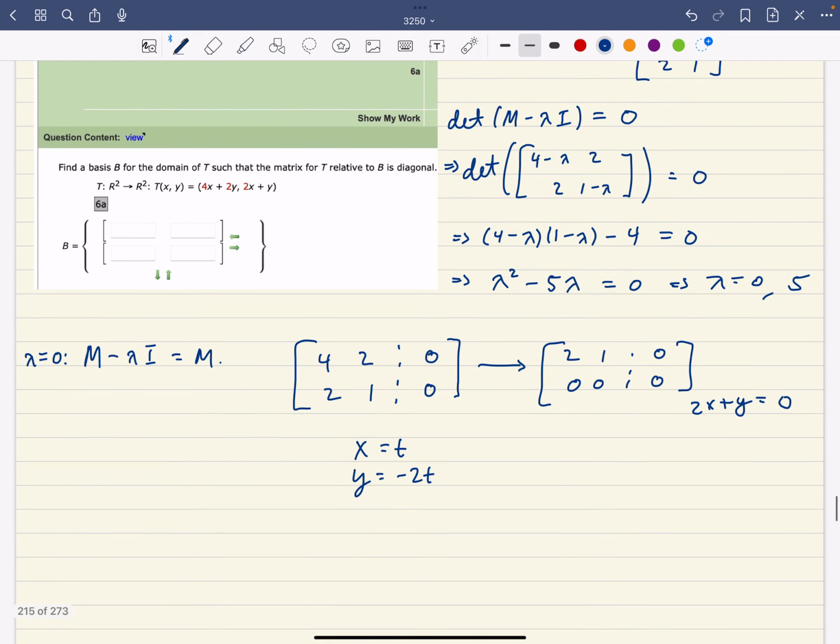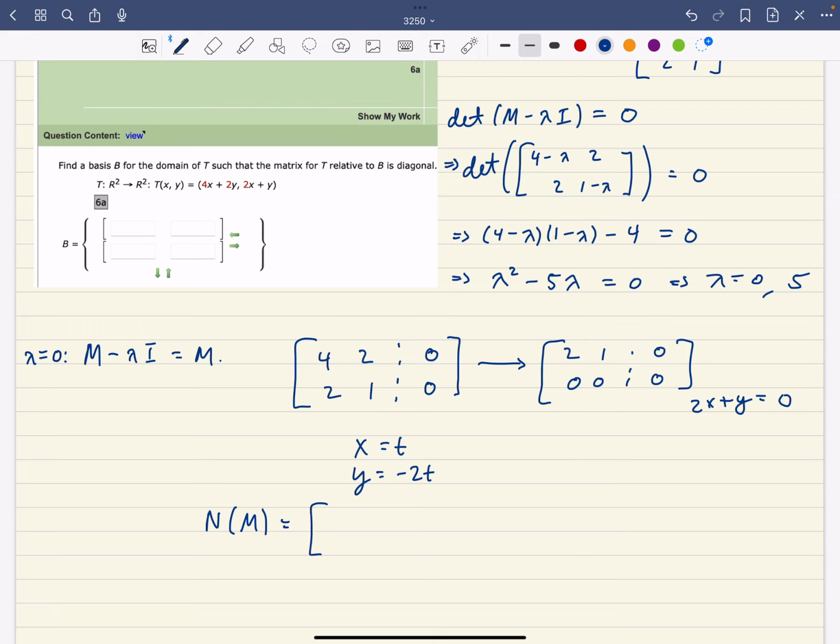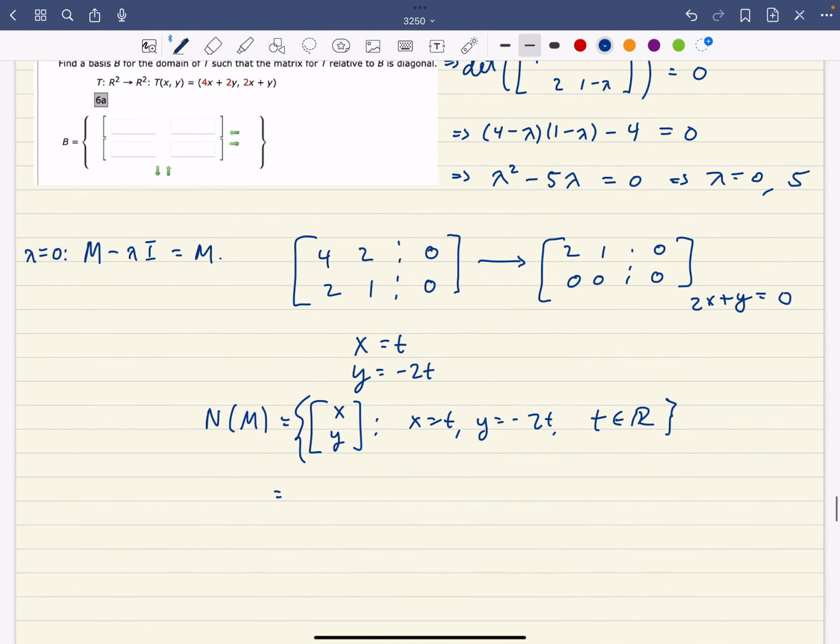And so that's going to be the solution set. The null space of our matrix M is going to be all of the vectors x, y where x is t and y is negative 2t, and here t is going to run through the reals. So this is going to be all of the vectors that are t comma negative 2t, where t is a real number. Or you can think of that as the span of the vector 1, negative 2.